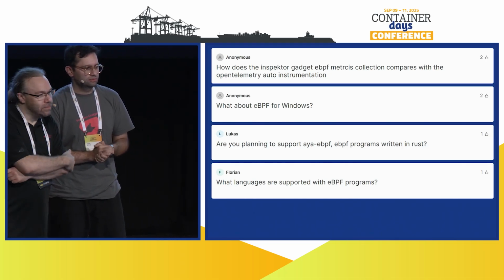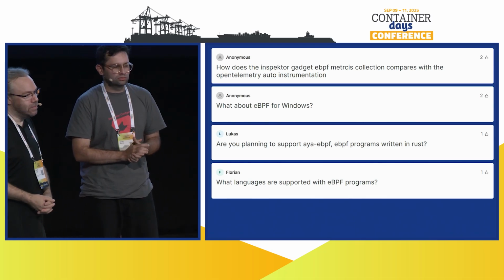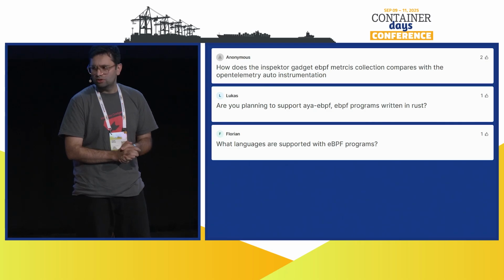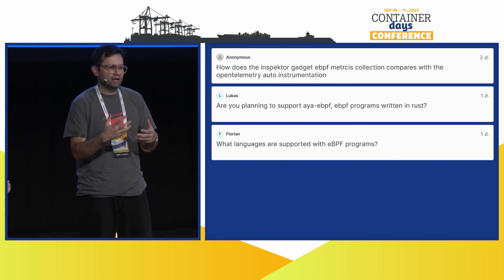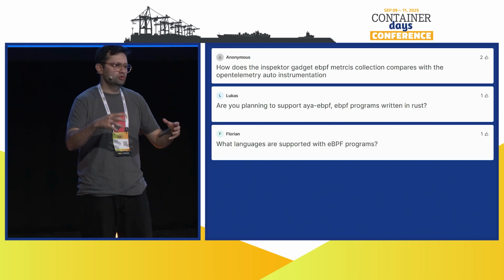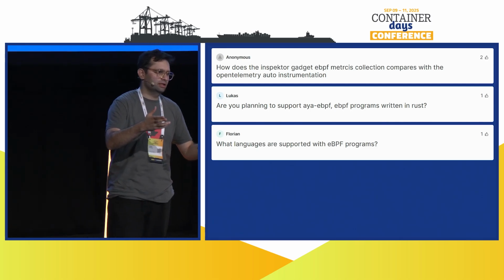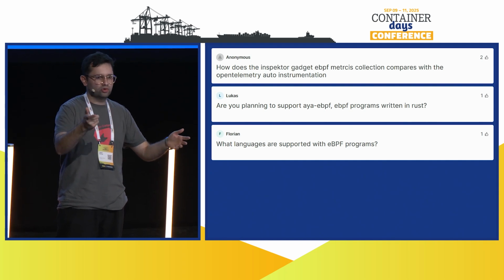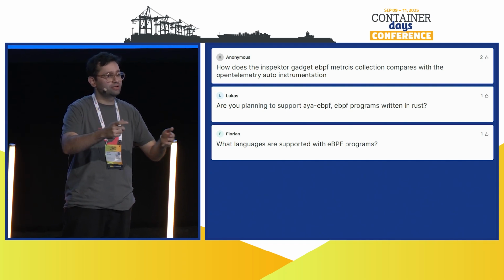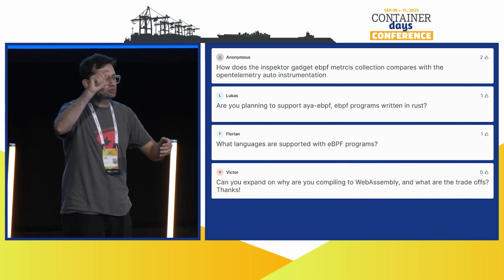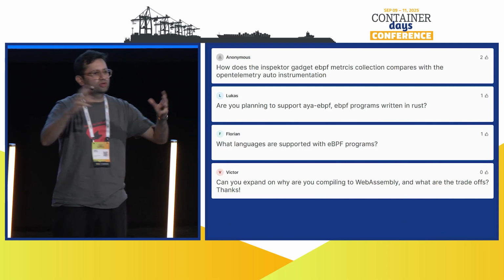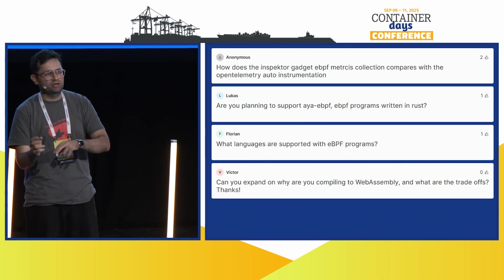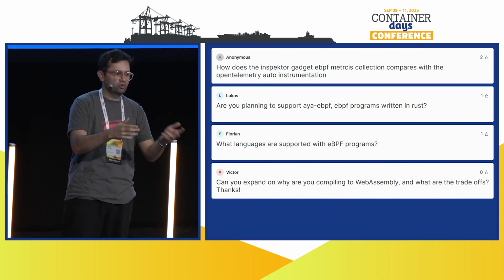How does the Inspektor Gadget eBPF metrics collection compare with the OpenTelemetry auto instrumentation? You want to take that? I personally feel like with Inspektor Gadget, we're trying to build a framework where you pick and choose your metrics. You can have a gadget that gives you everything out of the box, but you sometimes want to control what you get out of it. Like, you need to control the cardinality, because in the end, you pay for everything in the storage you have. So we're trying to have something a bit more generic. So you have things done in an automated way, but you can fall back to a more controlled way of doing things as well.